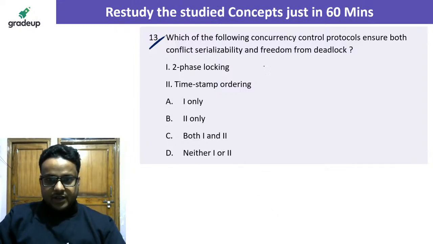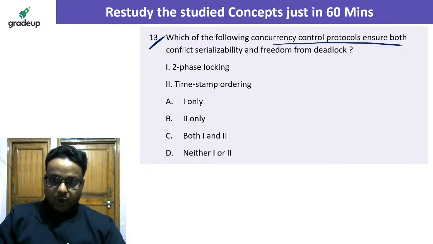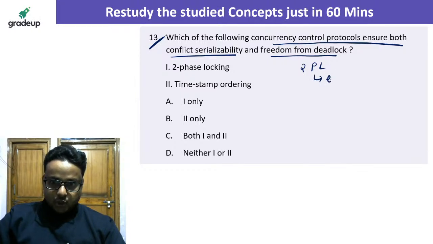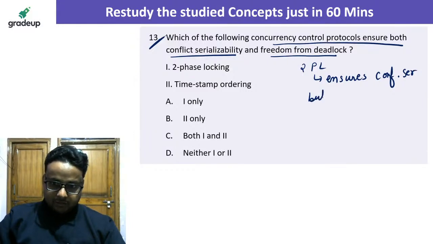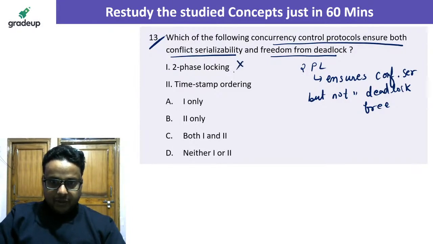Actually this is a direct question and they are asking which of the concurrency protocols ensures both conflict serializability and deadlock freedom. So basically 2PL, if you remember, ensures conflict serializability, but does not ensure deadlock freedom. So obviously 2PL will not be the correct one.